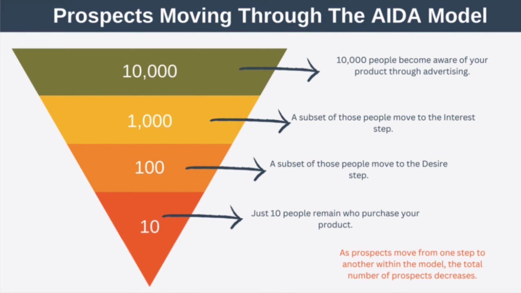Now, the model describes how one person moves through it, but it's also useful to think about how many people might move through it. As a set of prospects move from one step to another within the model, the total number of prospects decreases. So a relatively large group of prospects become aware of your product through advertising, and a subset of those move to the interest step, and then a subset of those move to the desire step, and finally an even smaller subset move to the action or purchase step. So you can see in this example we started off with 10,000 people becoming aware of us through advertising, and we finally end up with just 10 people taking action.